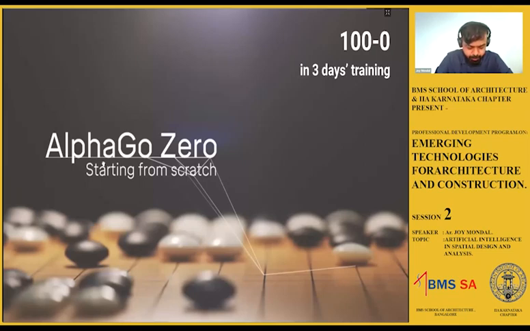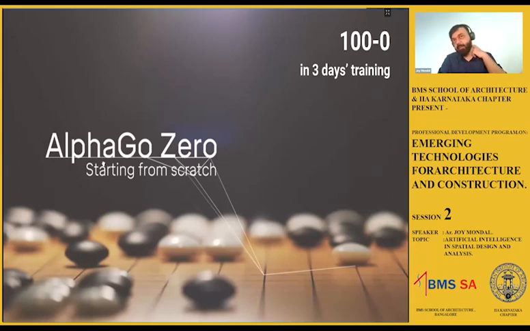And within a span of 3 days, it ended up playing more than 2 billion games against itself. Now here's the fun fact: after just 3 days of training, AlphaGo Zero was made to play the game of Go 100 times against AlphaGo, its predecessor, which played against Lee Sedol. And not surprisingly, AlphaGo Zero, the newer version, ended up defeating the previous version by 100-0.